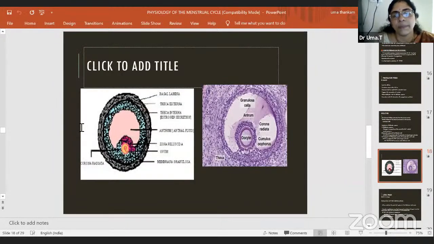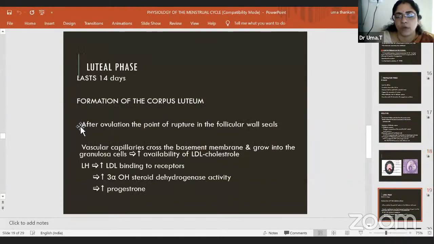So this is a picture of a mature graafian follicle. This is a 2-mark question for you. Pictures are usually 2-mark questions, so you may have to draw a picture of a graafian follicle. So make note of it. All these questions you may get for the exam.